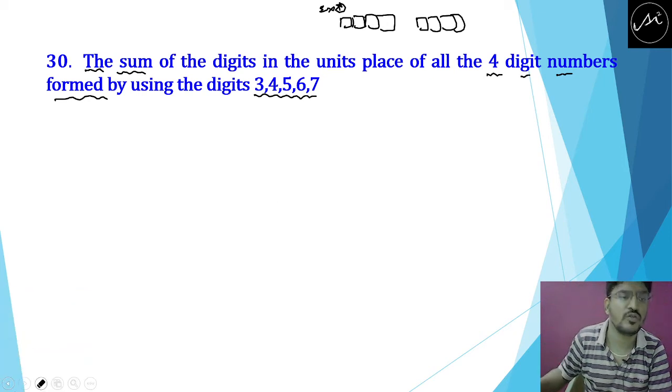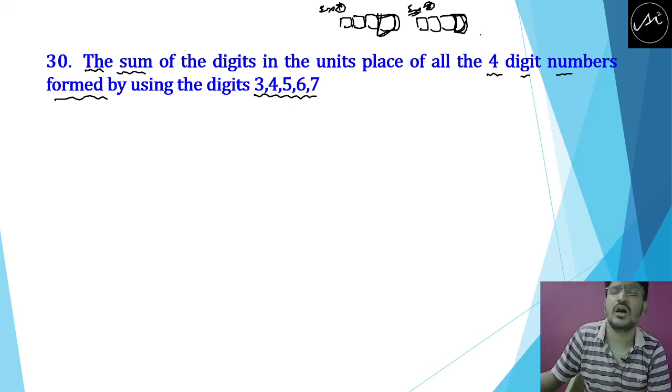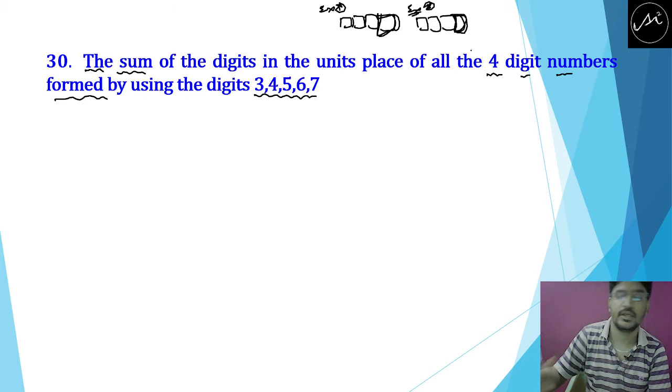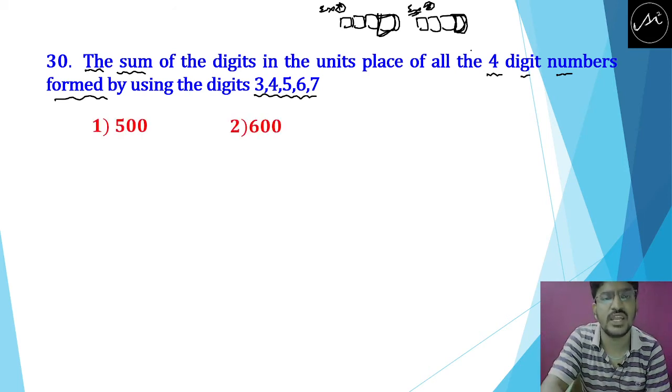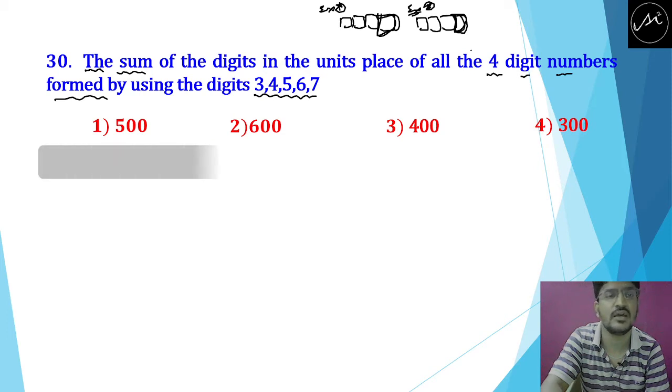Now what I have to do? This is the second number. Clear? So now I have to make the sum of the units place, this and this. Okay, like this, the total sum I have to find. So option 1 is 500, option 2 is 600, option 3 is 400, option 4 is 300.